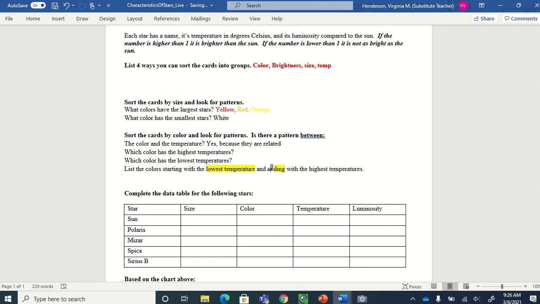I don't know why this is not wanting to go. I'm having technical difficulty still. That's great. Ending with highest temperatures. All right, so start with the low temperatures, end on the high temperatures. Start with low, end with high, and you put that there.